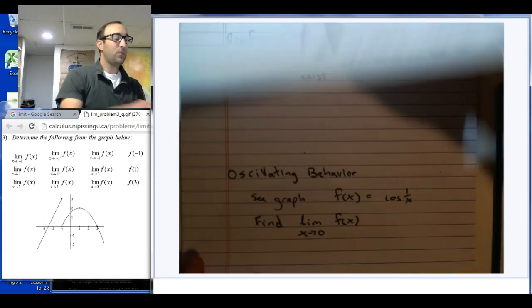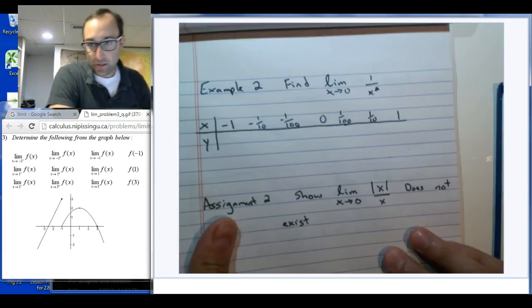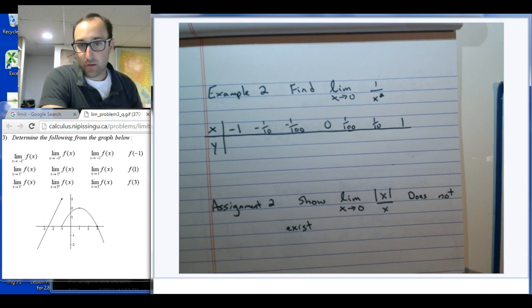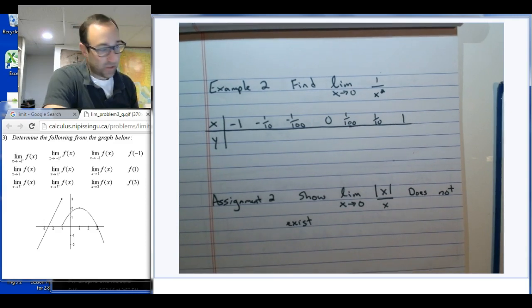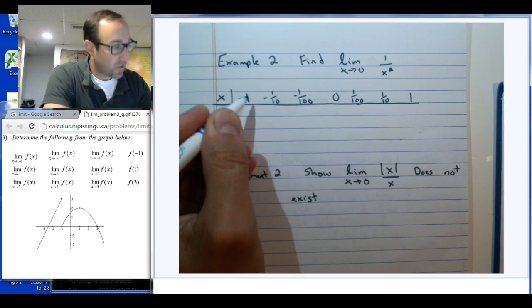Alright, so here is our next example right here. It says, find the limit as x approaches 0 of 1 over x squared. So instead of having the graph this time, let's use a table. Sounds good to me. So when x is -1, 1 over (-1) squared is going to be 1.